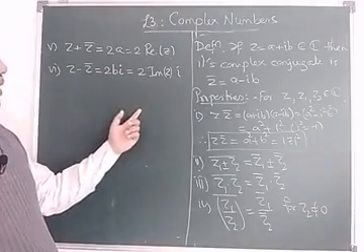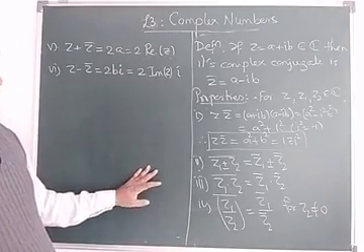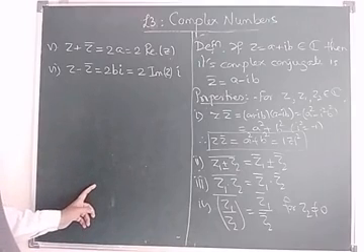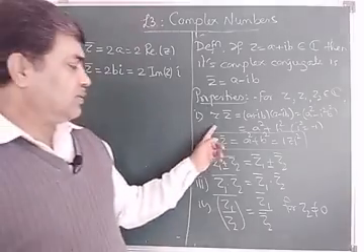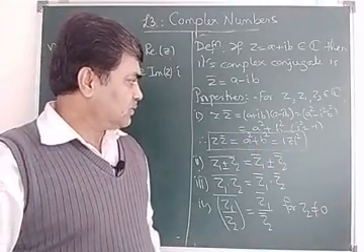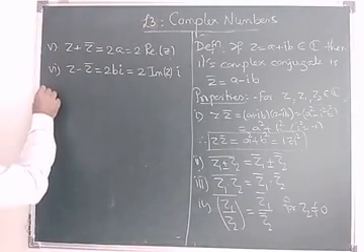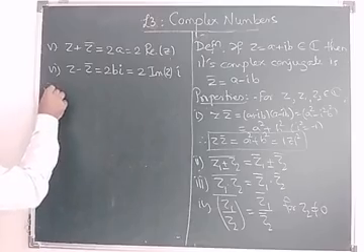So these properties are simple properties. Then you can observe, if I take z into z bar, it is modulus of z square. Okay. Seventh.